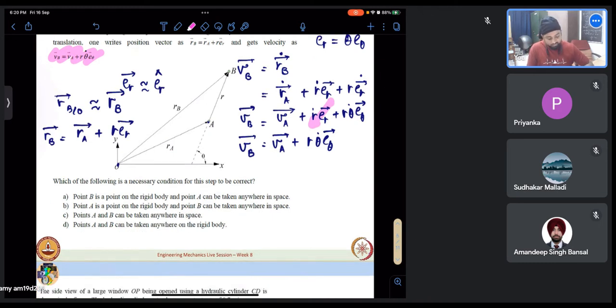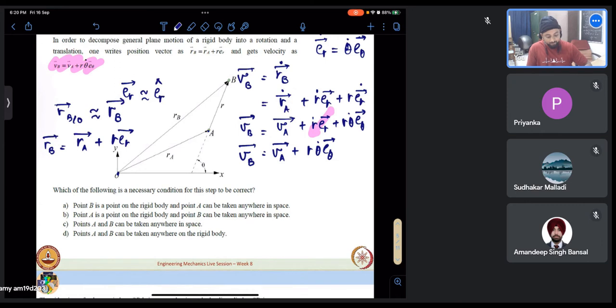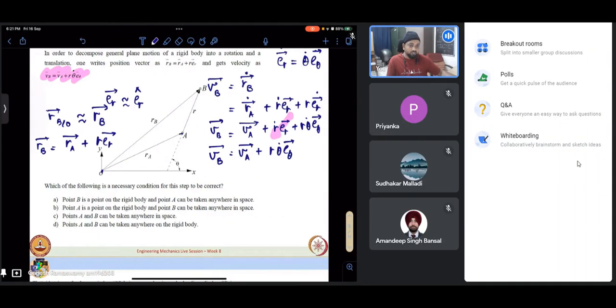Based on that, which of the following is a necessary condition for this step to be correct? For this step to be correct, R dot must be zero, R must be constant. Can we make some deductions here? What are the options? Point B is a point on the rigid body, and point A can be taken anywhere in space. Or point A is a point on the rigid body and point B can be taken anywhere in space. Or points A and B can be taken anywhere in space and this will always hold. Or points A and B both have to be taken necessarily on the rigid body, but at arbitrary locations.